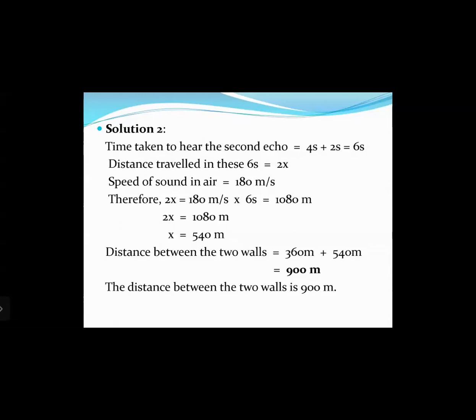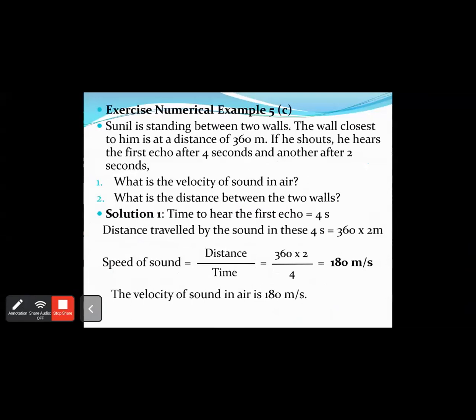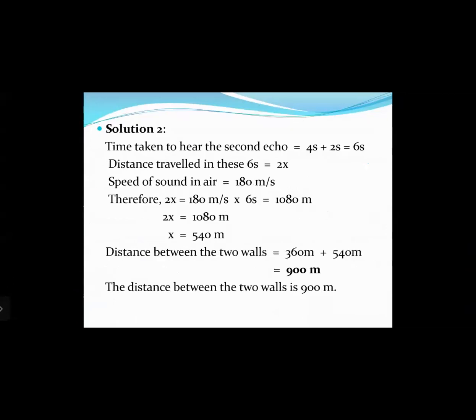Right? Now, the distance between the two walls will be what? Imagine that Sunil is standing in between. One of the walls is on the left hand side, the other wall is on the right hand side. The given fact here is the wall closest to him is at 360 meters. So you can say the wall on the left is at 360 meters and the other wall on the other side is at a distance of 540 meters. So the distance between the two walls will be 360 meters plus 540 meters, that equals 900 meters, right? So the distance between the two walls is 900 meters. That is what we have calculated, the second answer.